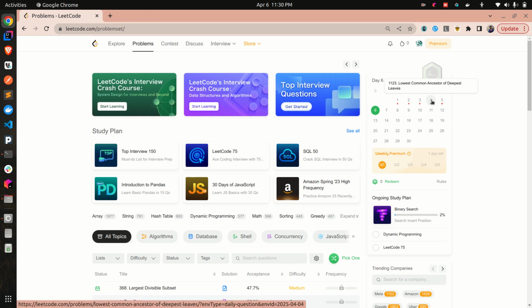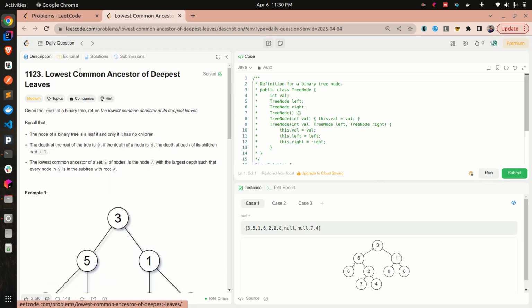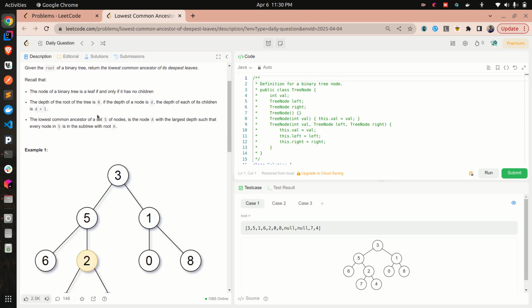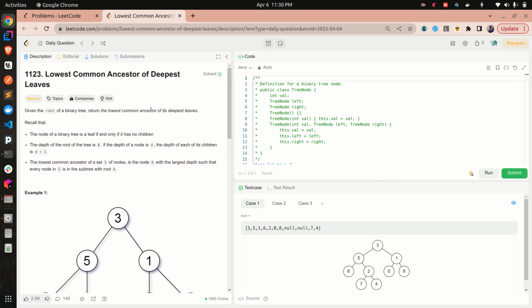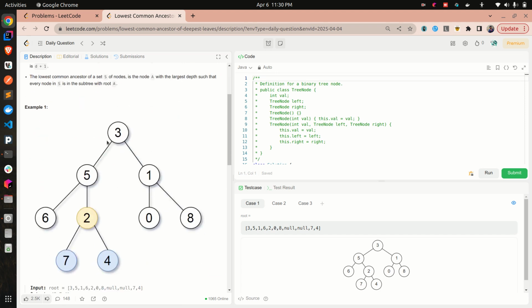Today let's try to solve day 4 of the April month. Lowest common ancestor of a deepest leaves. Okay, so here the idea is to identify the lowest common ancestor of deepest leaves. They have just defined the problem statement.